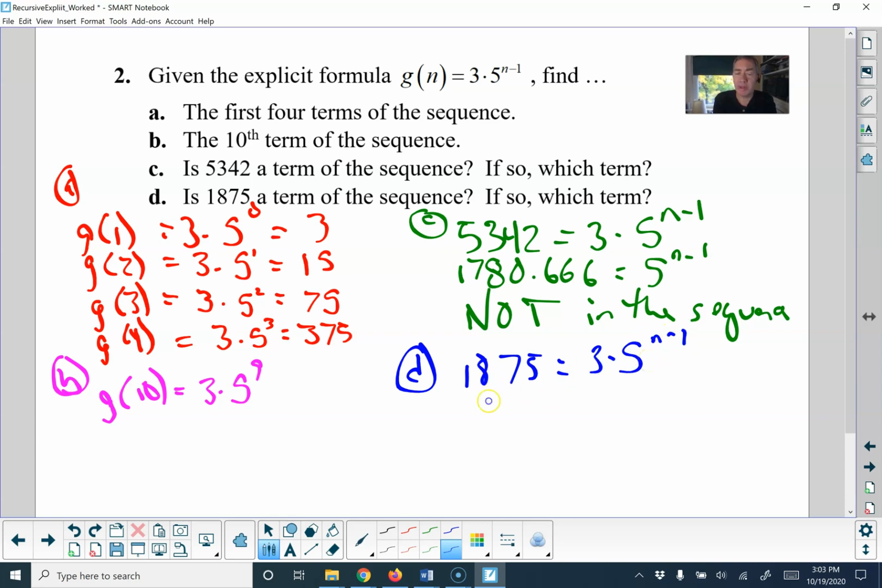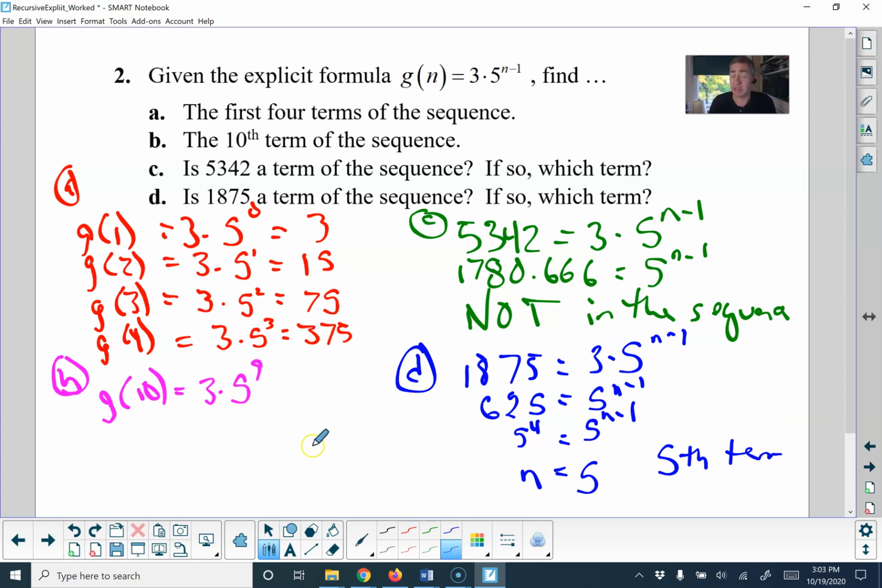So is 1875 equal to 3 times 5 to the n minus 1 power? So divide by 3, 625 equals 5 to the n minus 1 power. And yes, 625 is a power of 5. That's 5 to the 4th. 5 to the 4th is the same as 5 to the n minus 1. So that tells you that n is 5. It's the 5th term of the sequence. It's actually the one right after the one we previously did, after 375. If you multiplied that by 5, you would get 1,875. So it is a term in the sequence.